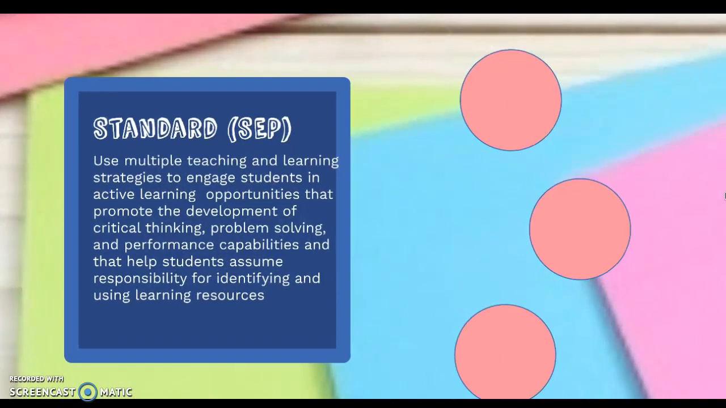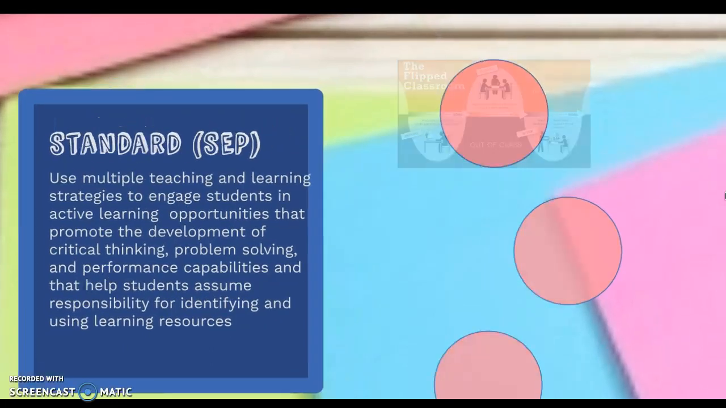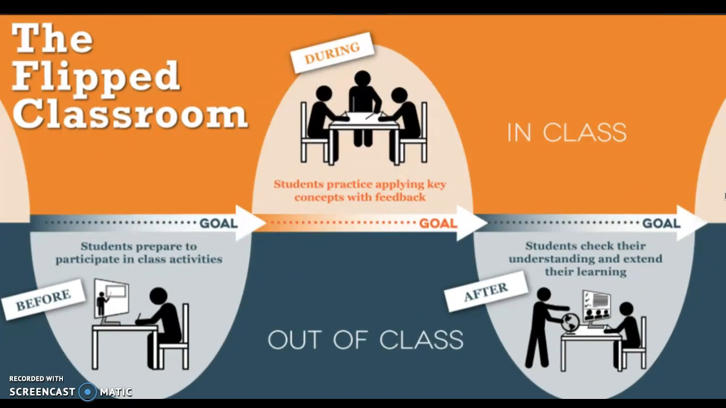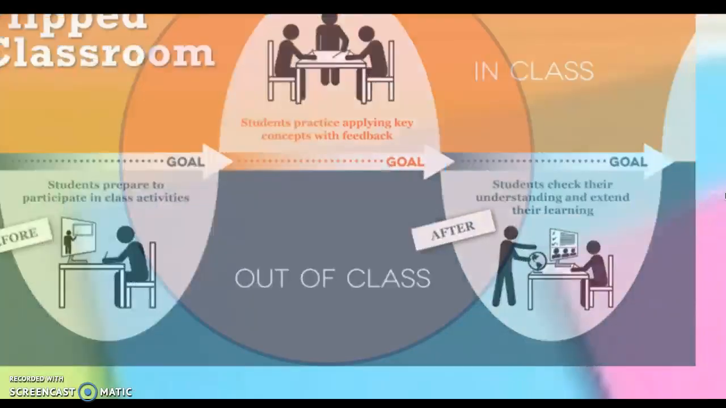Next standard is using multiple teaching and learning strategies to engage students in active learning opportunities that promote the development of critical thinking, problem solving, and performance capabilities, and that helps students assume responsibility for identifying and using learning resources. So the first is the flipped classroom, where students watch a lecture outside of class, and then they come to class and do different activities to apply that knowledge. And then they check their understanding and extend it outside of class afterwards.